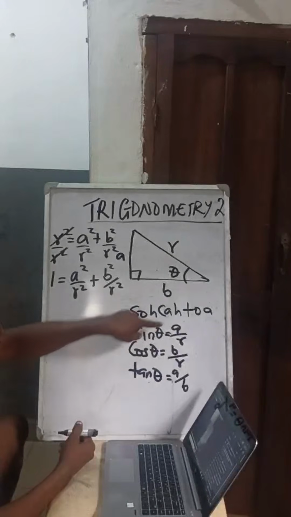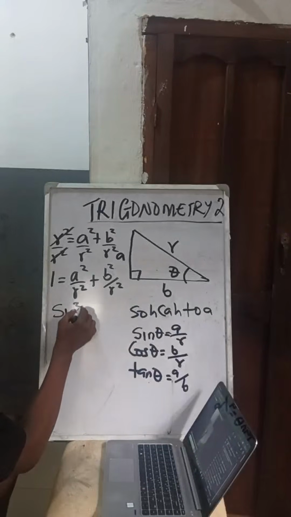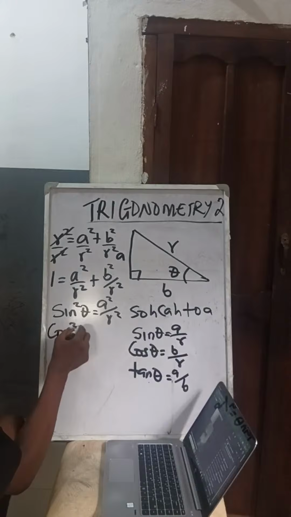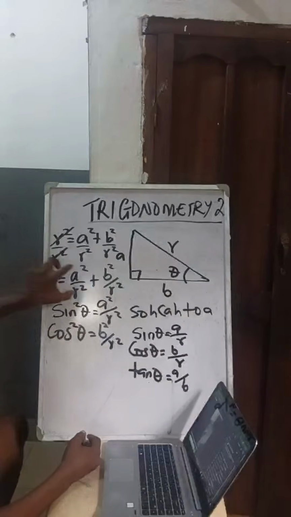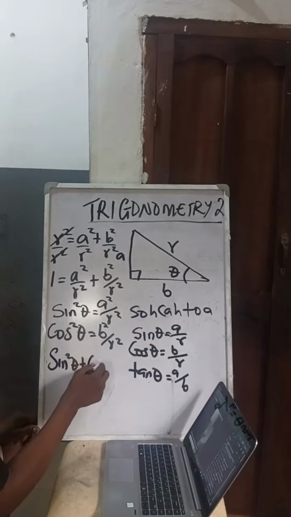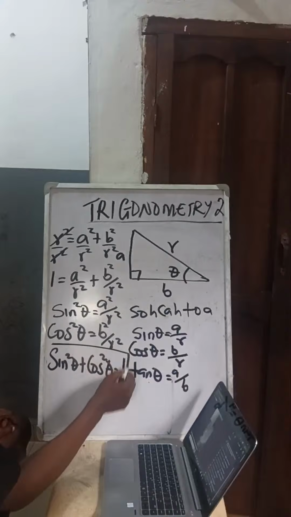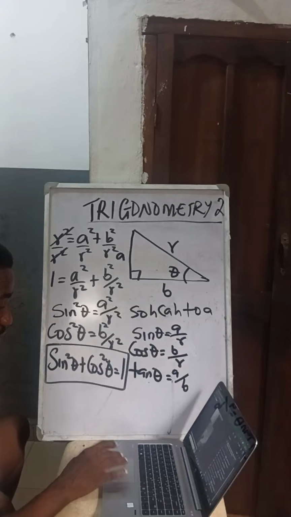Having known that sine theta is equal to a over r, we have sine squared theta will give us a squared over r squared. Cos squared theta will give us b squared over r squared. Comparing it with Pythagoras theorem, we have sine squared theta plus cos squared theta equal to 1. So we have proved the first trigo identity.